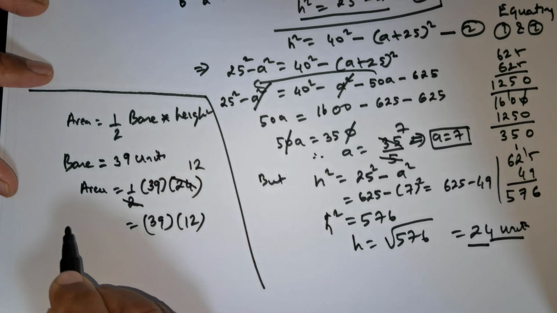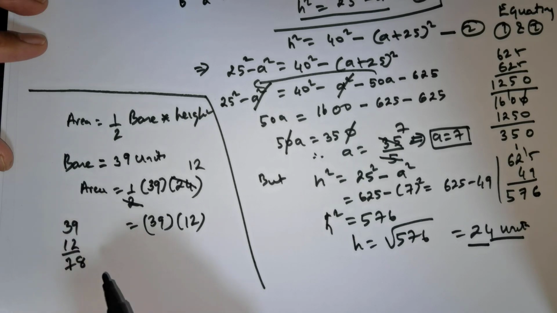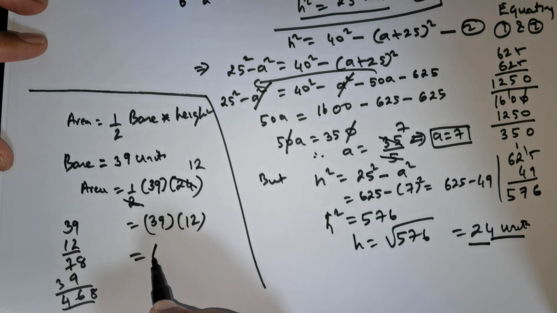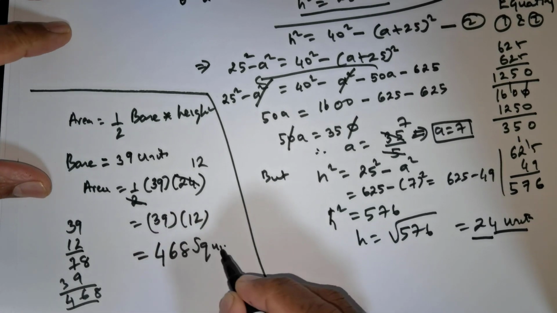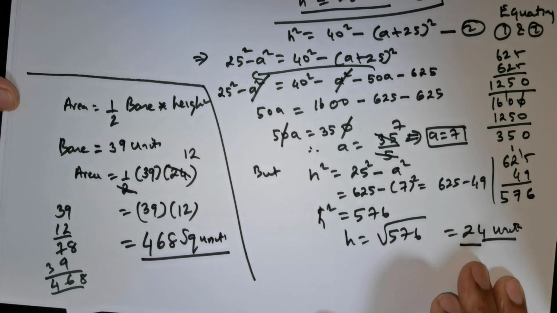So what is that? Let me perform the multiplication. 39 and 12. 9 2s are 18. 3 2s are 6, plus 1 is 7. 9 1s are 9. 3 1s are 3. This is 468 square units. That is the total area for this question.